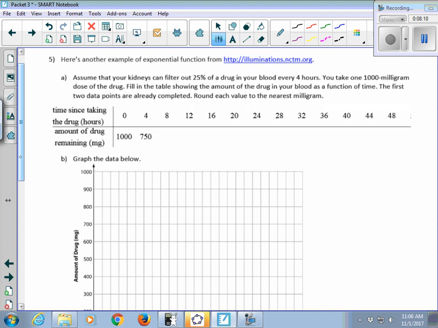All right, here's another example of an exponential function. Assume that your kidneys can filter out 25% of a drug in your blood every 4 hours. You take 1,000 milligram dose of the drug, fill in the table showing the amount of drug in your blood as a function of time. So the first two data points are already completed, right? When you took a 1,000 milligram dose at time t equals 0, 4 hours later, you've decreased that amount by 25%.